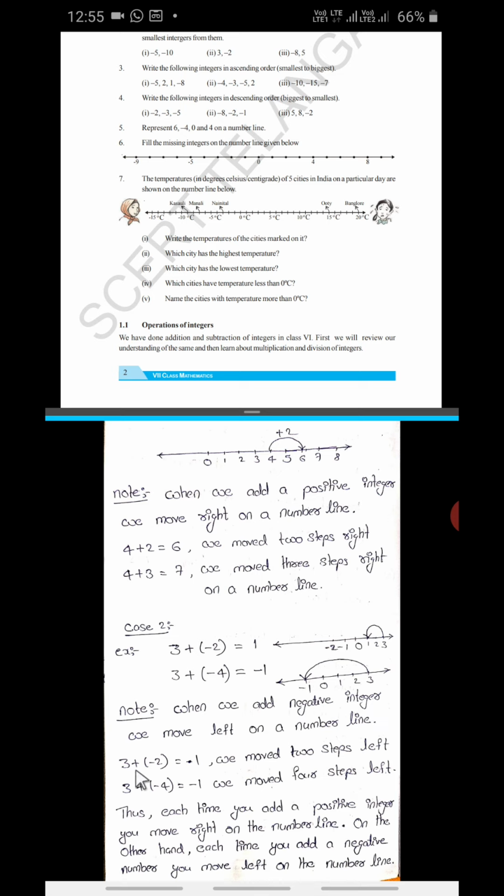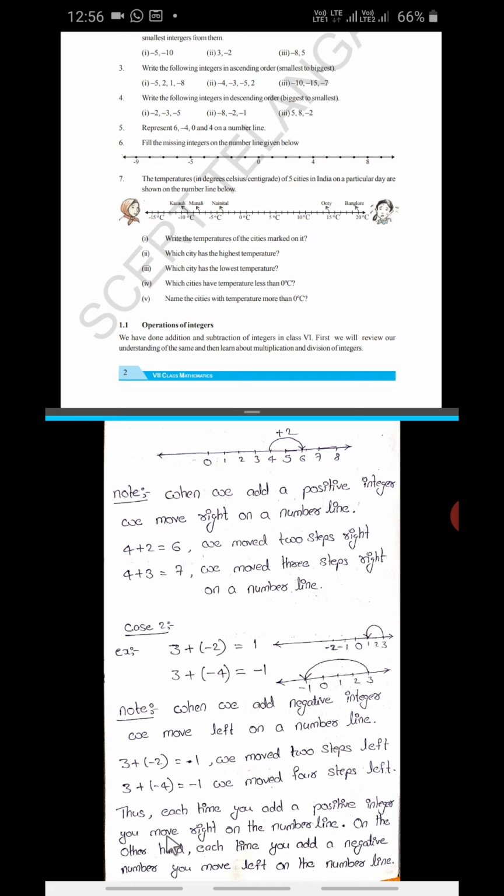See, in the case of 3 plus of minus 2, the answer is 1. We moved 2 steps left. Correct? Similarly, 3 plus of minus 4 equal to minus 1. We moved 4 steps left. Just now I explained, 1, 2, 3, 4. We moved 4 steps left side.